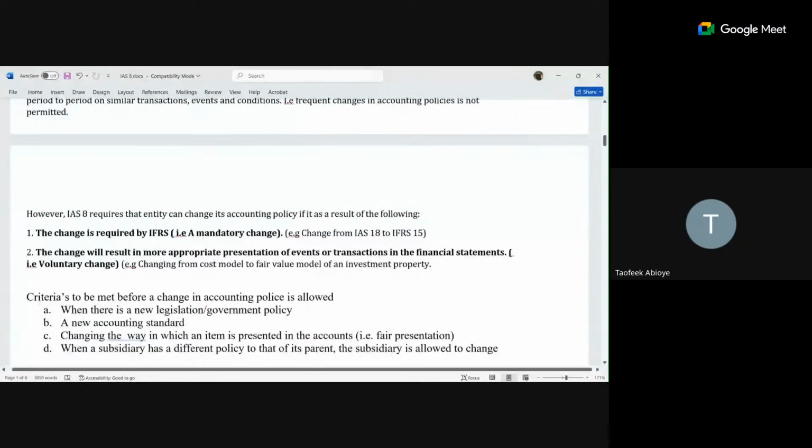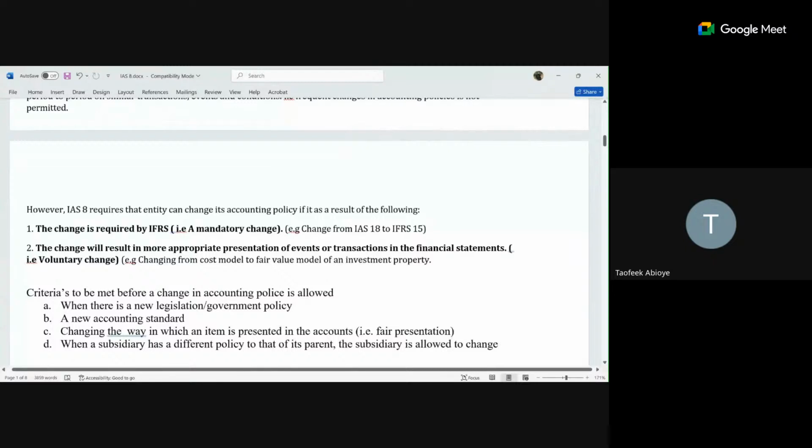However, IAS 8 requires that an entity can change accounting policy if it's as a result of the following. Number one, the change is required by IFRS. That is a mandatory change. Just like we have IFRS 15, we also have another one coming up now, IFRS 18, which now gives us a new way of presenting our statement of profit or loss. So that is a mandatory change.